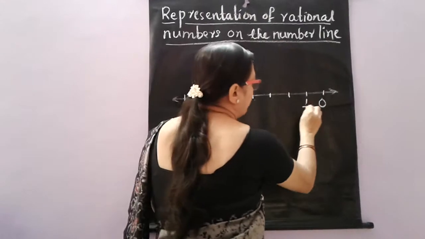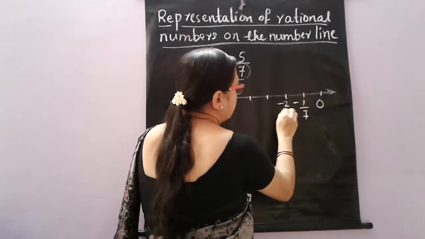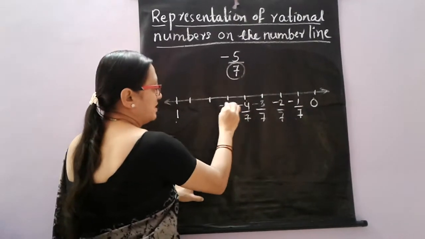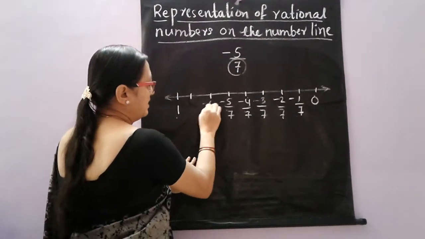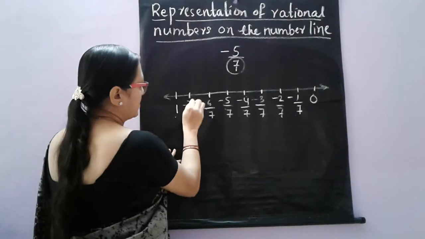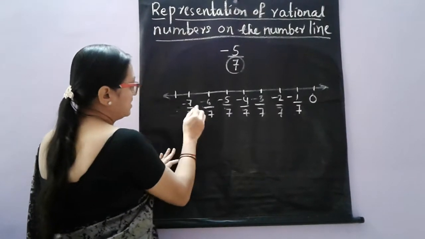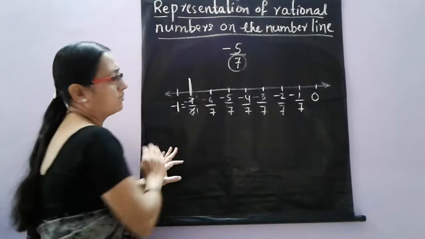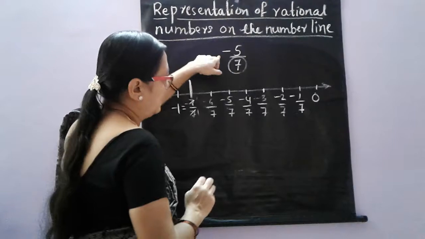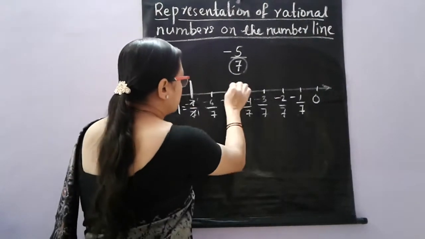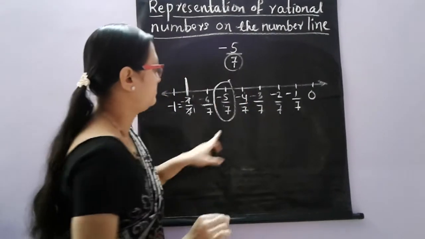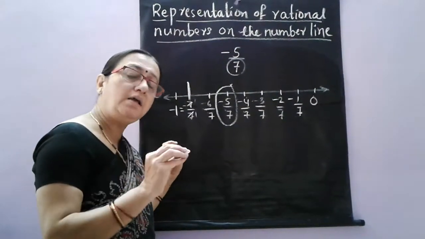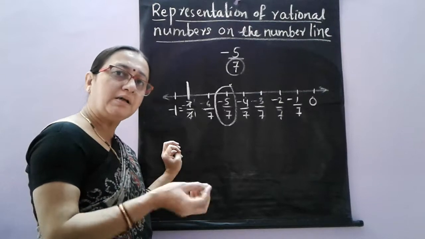Okay, so this is minus 1 by 7, minus 2 by 7, minus 3 by 7, minus 4 by 7, minus 5 by 7, minus 6 by 7, minus 7 by 7. This will be equal to minus 1. So this is minus 1 here, till here only. Our number is minus 5 by 7, which is lying here. Okay, this is how we have to represent any rational number on the number line.